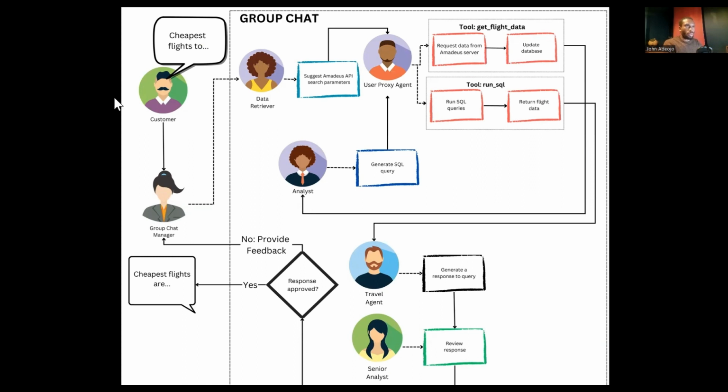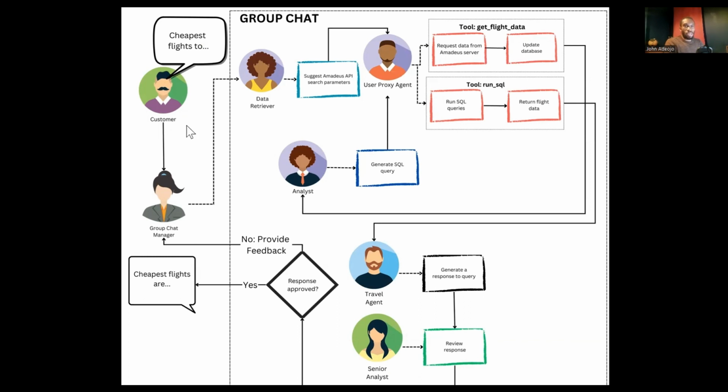So the first thing here is you can see there's a customer representative. So this could be a customer or a user. I've just called it customer just for illustrative purposes. But the customer will come with a request, something like, give me the cheapest flights. I've mapped this out by saying cheapest flights to X, right? And I mentioned Paris before, but it could be anywhere in the world that you can feasibly fly to.